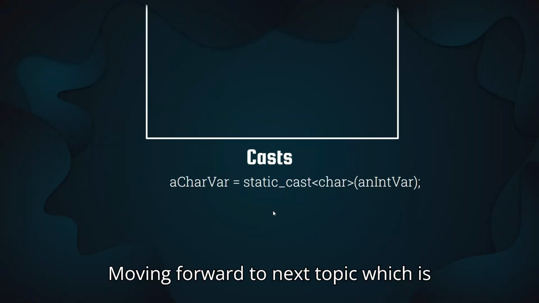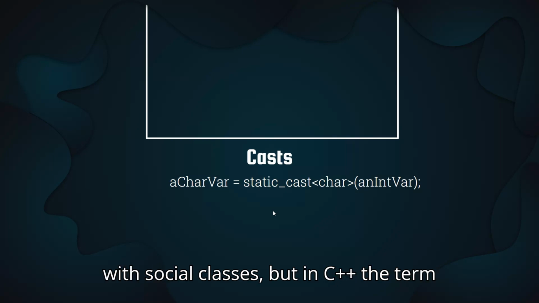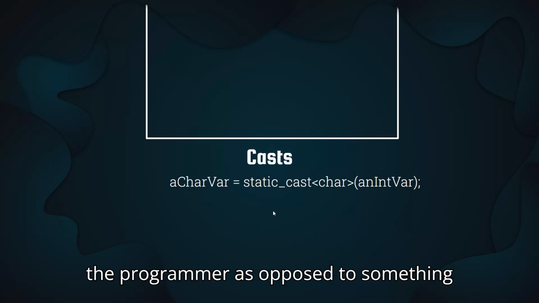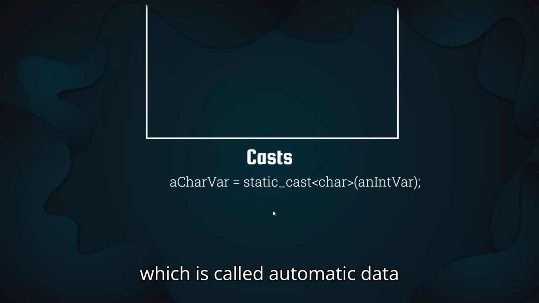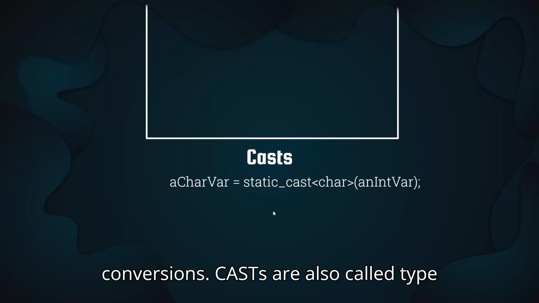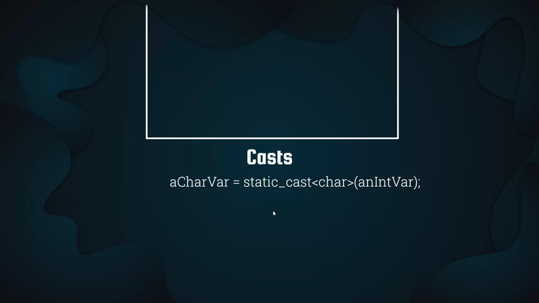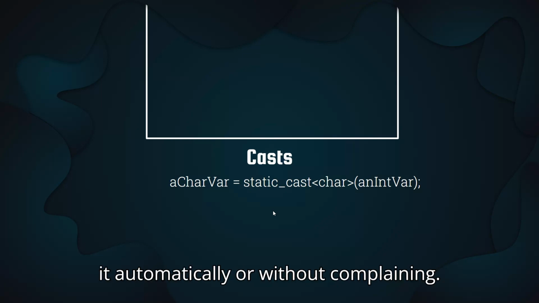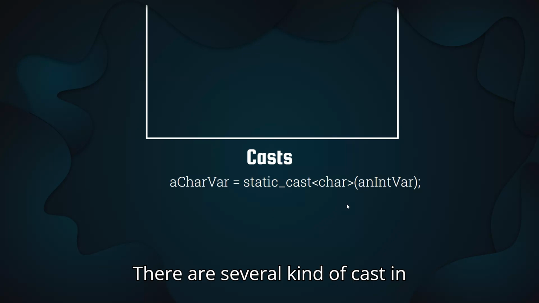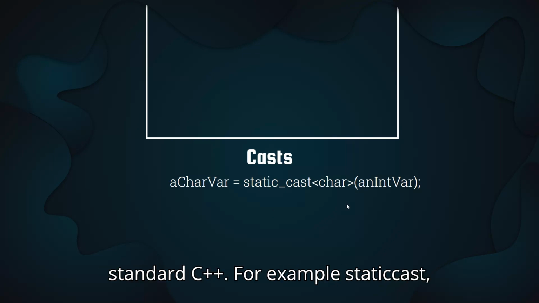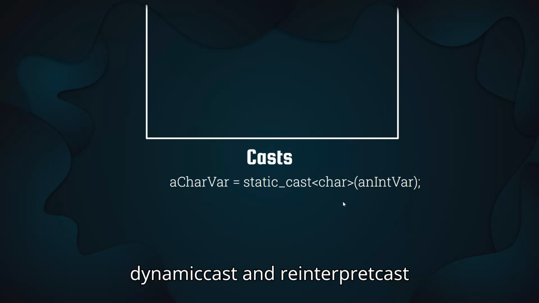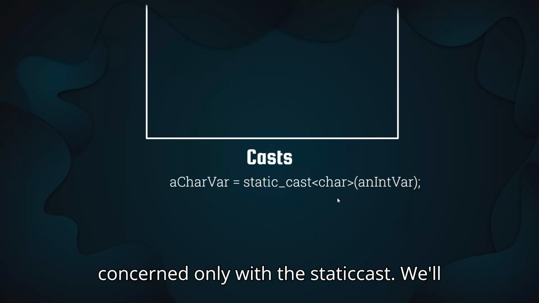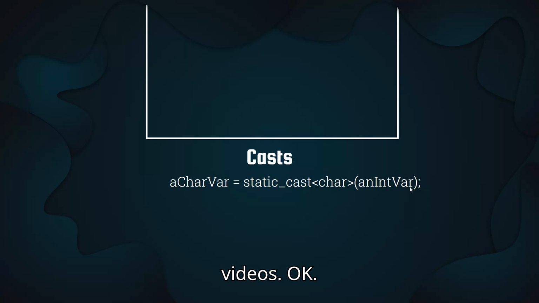Moving forward to the next topic, which is casts. Cast sounds like something to do with social classes, but in C++ the term applies to data conversion specified by the programmer, as opposed to what are called automatic data conversions. Casts are also called typecasts. What are casts for? Sometimes the programmer needs to convert a value from one type to another in a situation where the compiler will not do it automatically or without complaining. There are several kinds of casts in standard C++, for example static cast, dynamic cast, reinterpret cast, and const cast. Here we'll be concerned only with the static cast. We'll learn about the others in our upcoming videos.